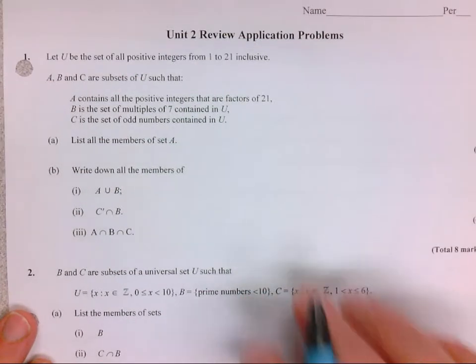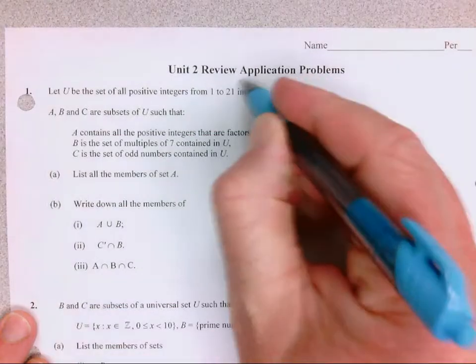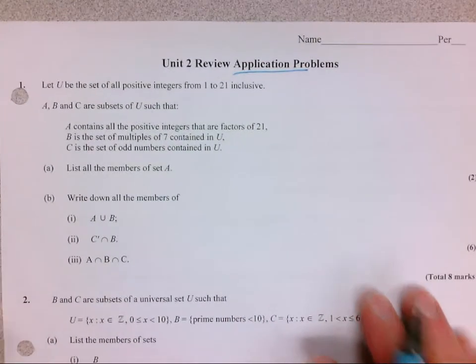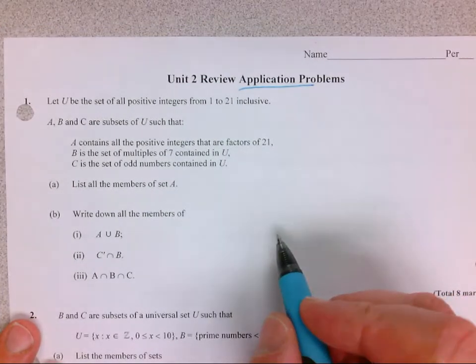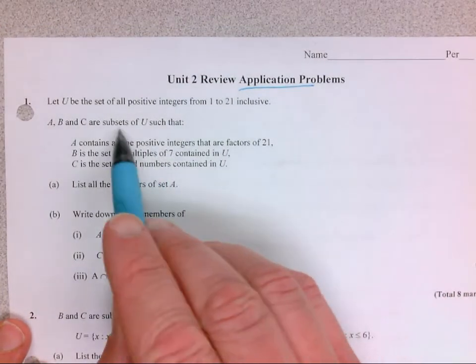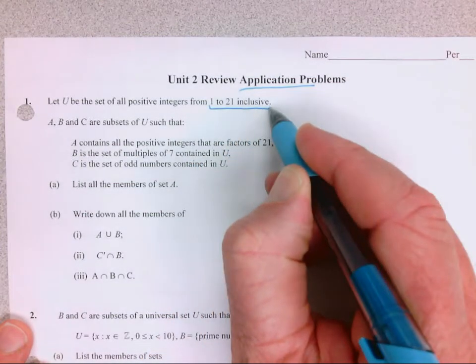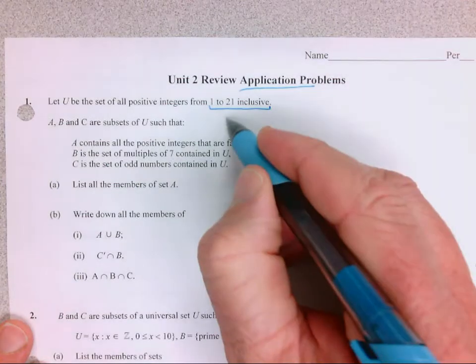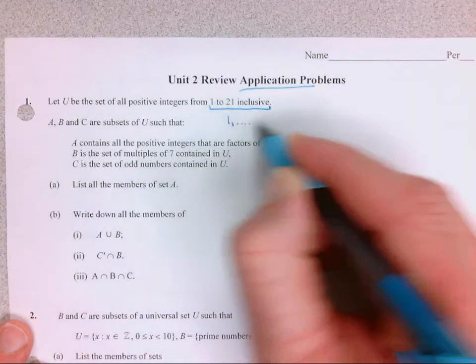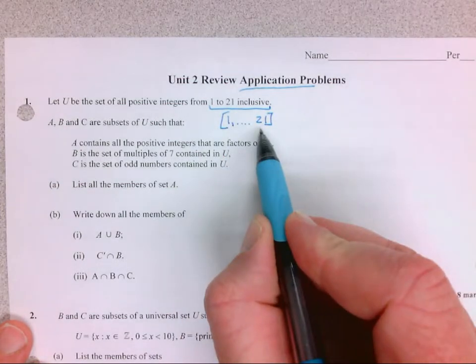Through some of these problems from the review that we graded, just so you have a chance to see and get one more review if you need it. Okay, so we're listing sets of numbers. The first thing is to make sure that you understand what inclusive means. So I'm going from 1 to 21, and I'm including both 1 and 21, and they are positive integers.